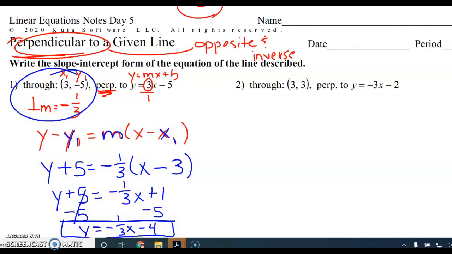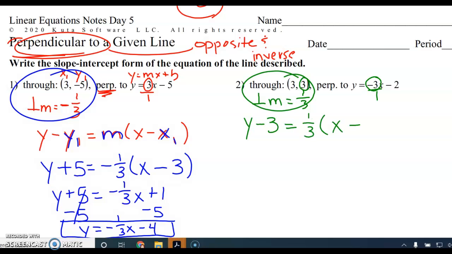So here we have the same situation. We have a slope that is currently negative 3. So our perpendicular slope, since it is negative, the opposite would be positive. 3 as a fraction is 3 over 1, so it would be positive 1/3. So we would go y minus, our y coordinate is 3, equals our new perpendicular slope, 1/3, times x minus the x coordinate, 3.